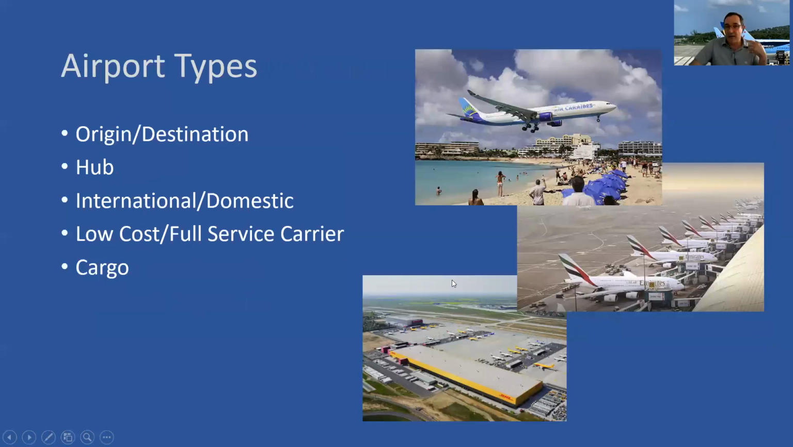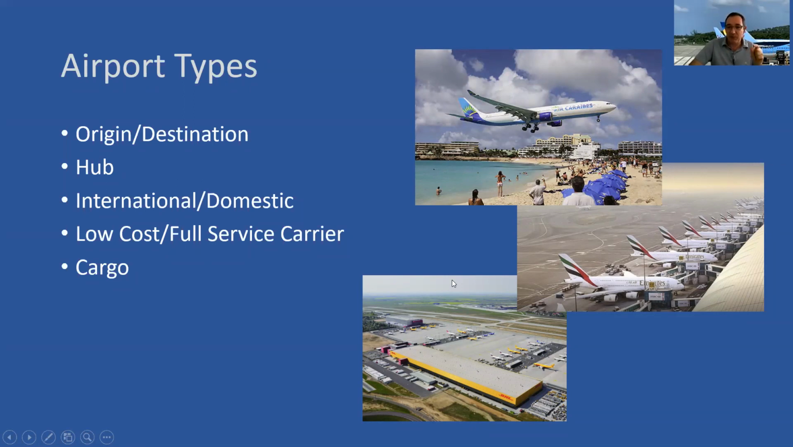Of course, there are many different types of airports. Just wanted to mention some of the main types. You have origin and destination airports. Very important distinction here. It's not the same to be an airport on an island in the Caribbean as it is to be JFK.